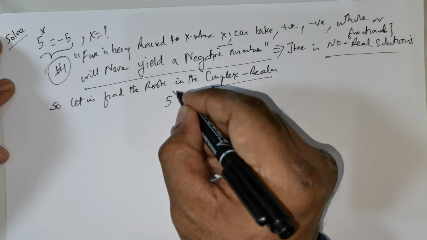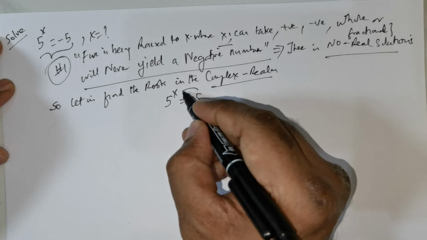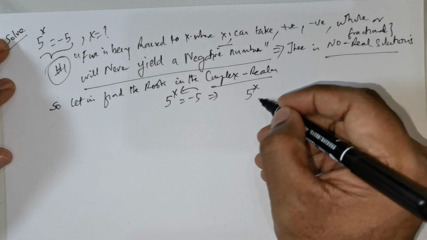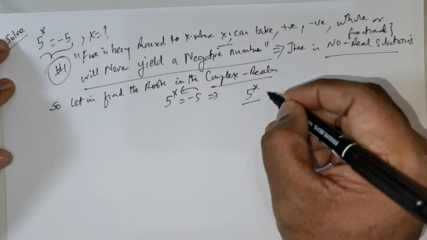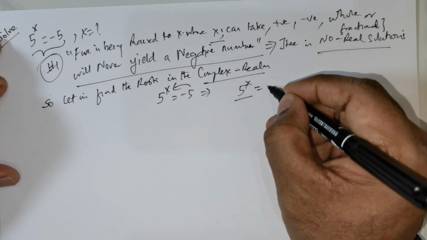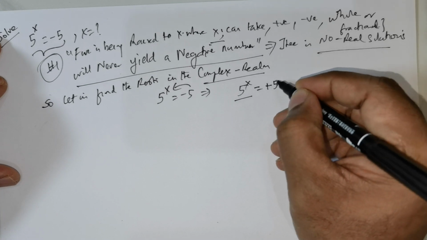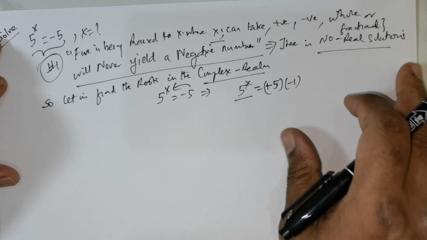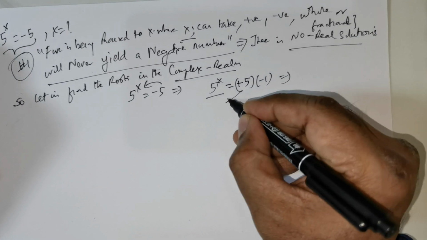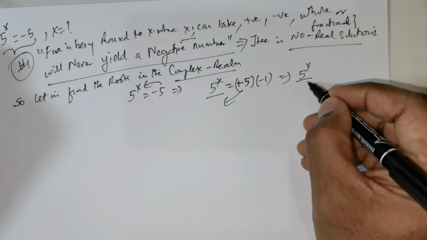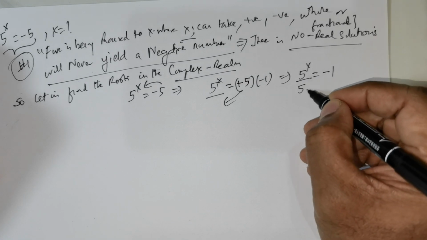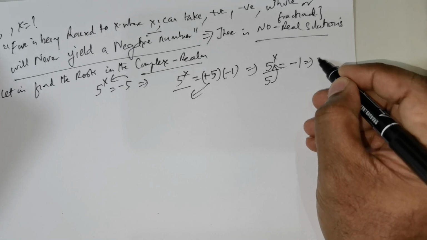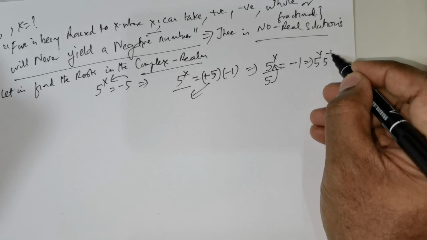This is given: 5 raised to the power of x is equal to negative 5. I want to rewrite this. First let me write it as positive 5 times negative 1. That's a better way to write it. Next what I'm going to do is push this down. So it's going to be 5 raised to the power of x divided by 5 is equal to negative 1. Next I'm going to push this to the numerator. So this is 5 raised to the power of x times 5 raised to the power of negative 1 is equal to negative 1.